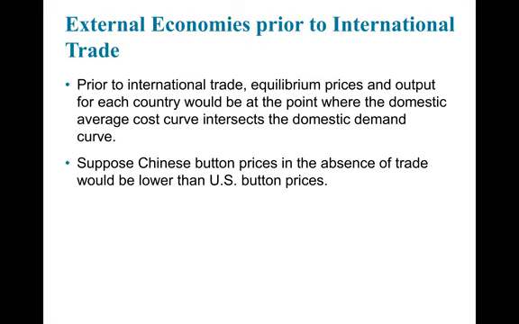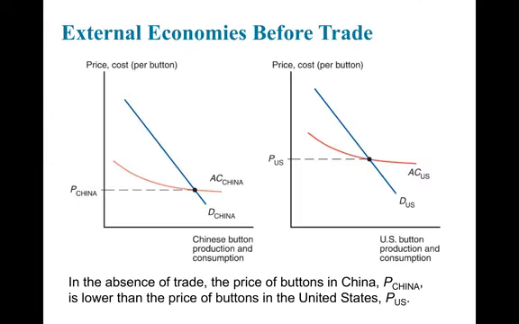Prior to international trade, in other words, in autarky, there was no trade. Equilibrium prices and output for each country would be at the point where the domestic average cost curve intersects the domestic demand curve. So suppose, for example, that Chinese button prices in the absence of trade will be lower than the US button prices. This is represented in this picture.